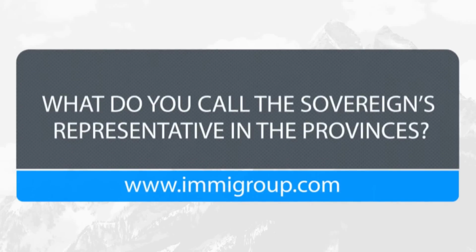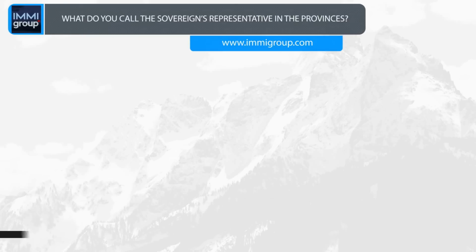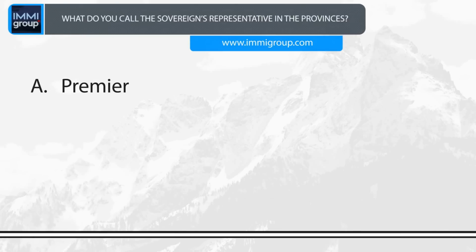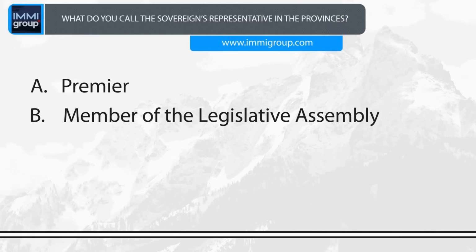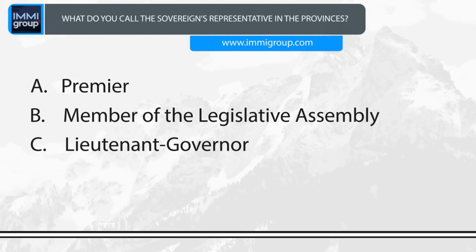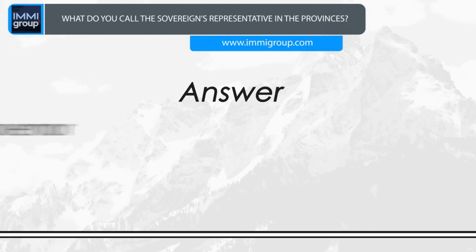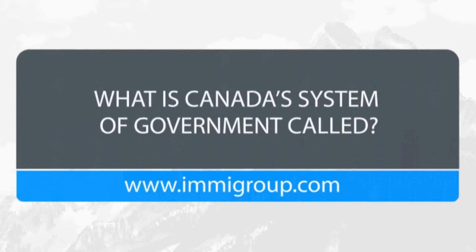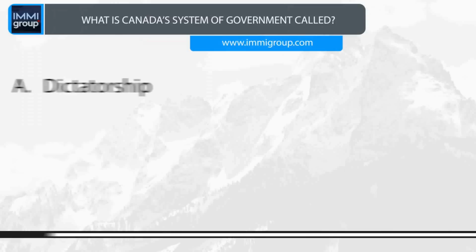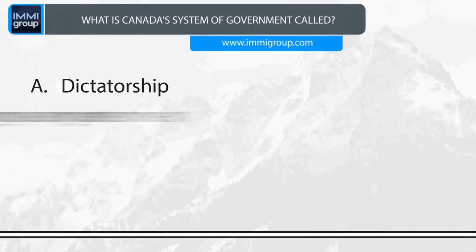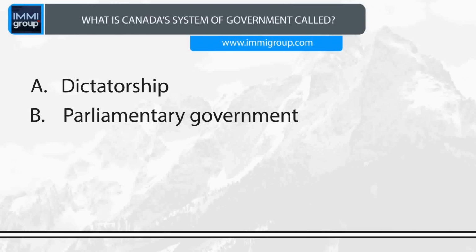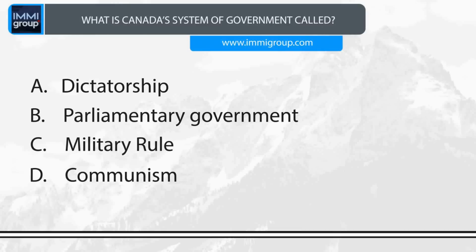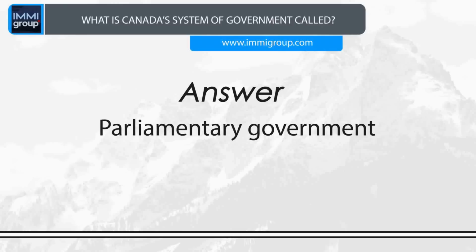Who do you call the sovereign's representative in the provinces? A. Premier. B. Member of the Legislative Assembly. C. Lieutenant Governor. D. Senator. Answer: Lieutenant Governor. What is Canada's system of government called? A. Dictatorship. B. Parliamentary government. C. Military rule. D. Communism. Answer: Parliamentary government.